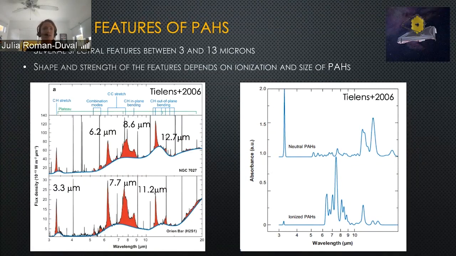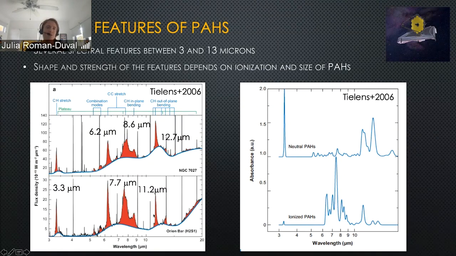And specifically, they have several emission features in the near-infrared and mid-infrared, so between roughly 3 microns and 13 microns. You can see an example of PAH spectra observed with Spitzer here on the left. You can see the features at 3 microns, 6 microns, 8 microns, and 12 microns roughly. Those top and bottom are just two different regions, NGC 7027 and Orion at the bottom.